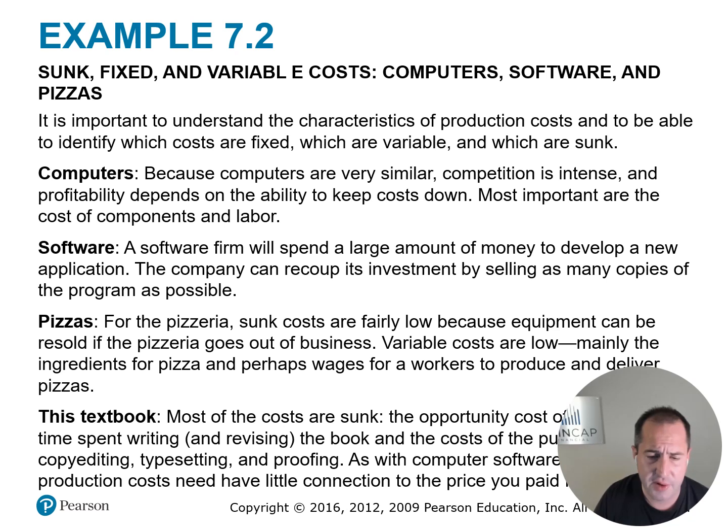Pizzeria sunk costs are fairly low because equipment can be resold if the pizzeria goes out of business. So it has another use, right? Because it has other uses, someone else could buy the pizzeria. Variable costs are low, mainly the ingredients for pizza and perhaps wages for workers to produce and deliver pizzas.